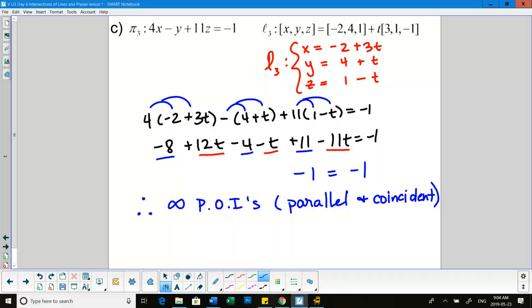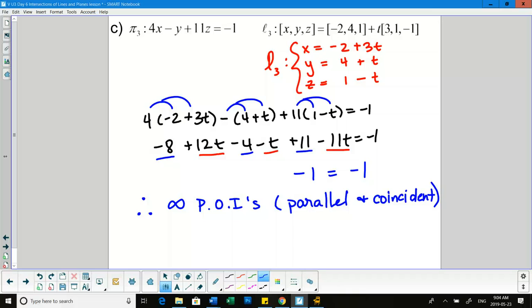Okay, so really guys, there's 3 options for how a line and a plane can intersect. And there's 3 options for what I'll get when I'm solving for that point of intersection between a line and a plane. Either I get a statement that makes sense and I just solve for the parameter, which means I have a point of intersection. I get a statement that doesn't make sense, which means they're parallel and distinct, no points of intersection.